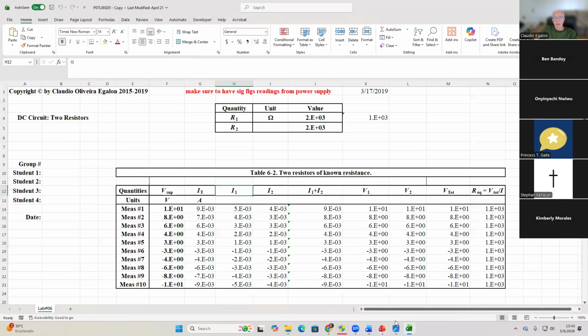Going back to the spreadsheet, that's the current flowing through resistor number 1. That's the current flowing through resistor number 2. That's the current coming out of the battery. That's the voltage in the power supply.